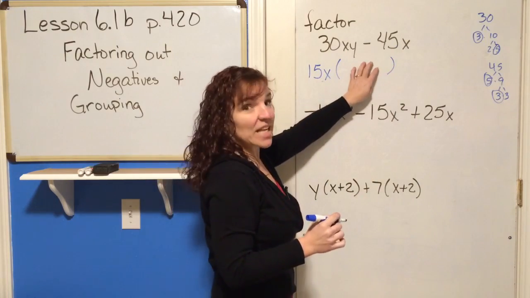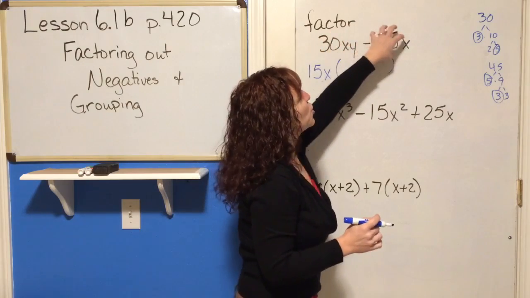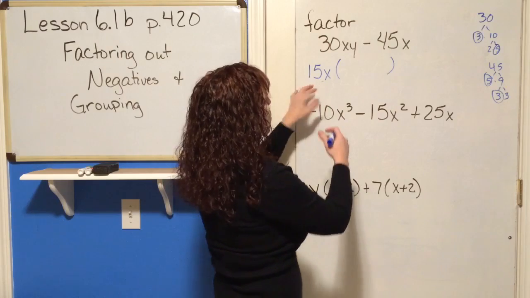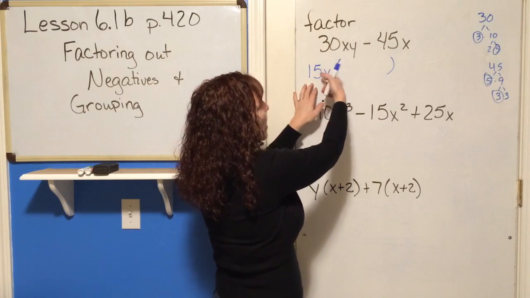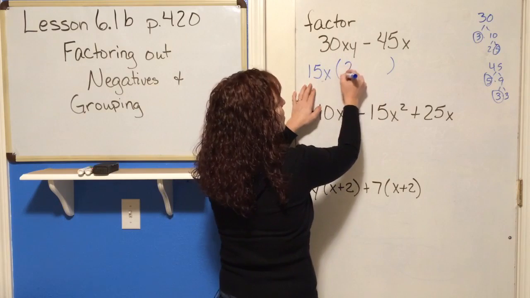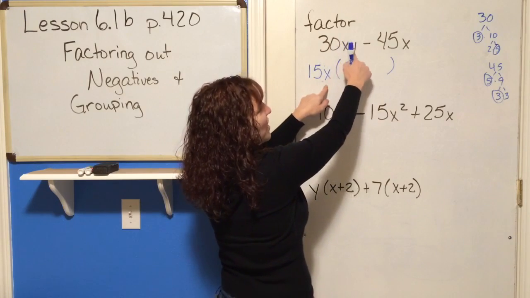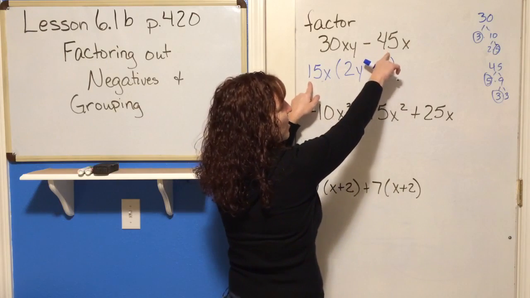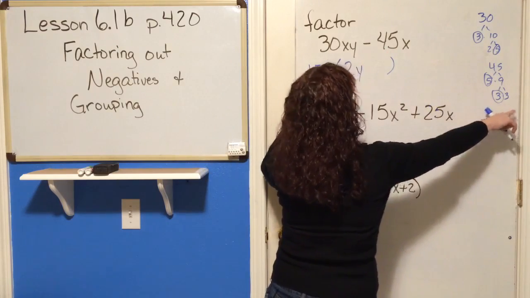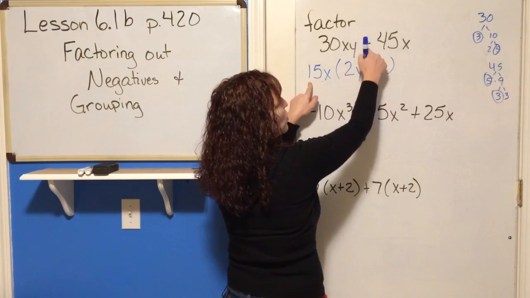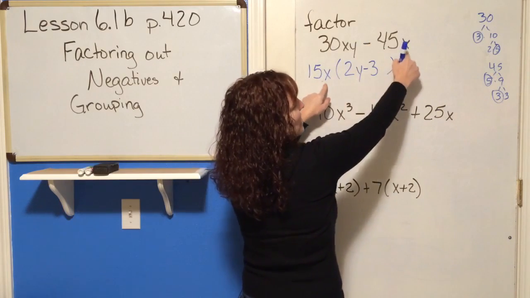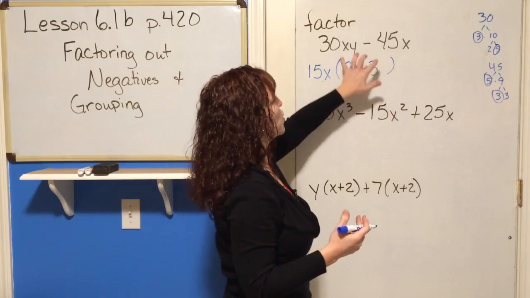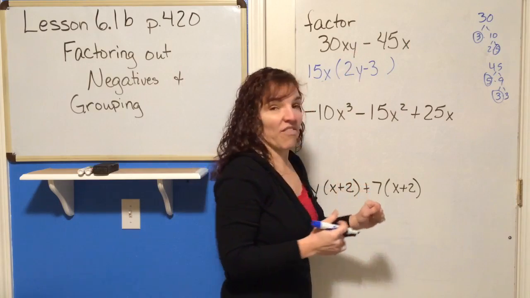And then what's left inside the parentheses is what's left from these two terms after we divide out the 15X. So when we take a 15 out of 30, 30 divided by 15, it leaves you with 2. And if you take the X out of the XY, what's left is the Y. And when you take the 15 out of 45, it's going to be a 3. So minus 3, because don't lose this negative sign. And then the X, you don't have anything left if you've taken the X out. So 15X times 2Y minus 3 gives you 30XY minus 45X.